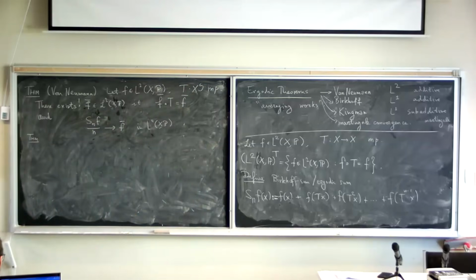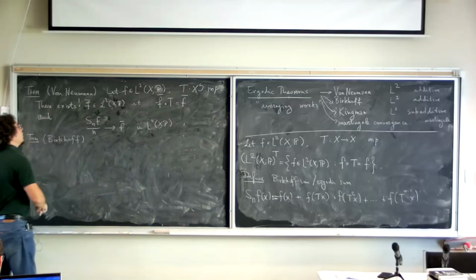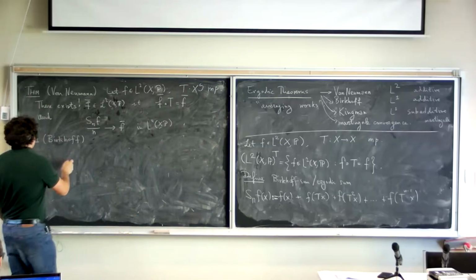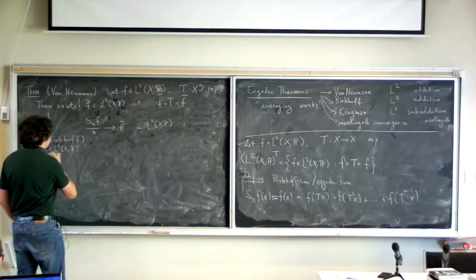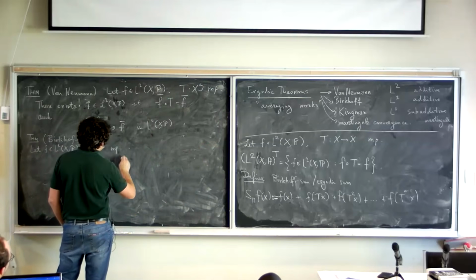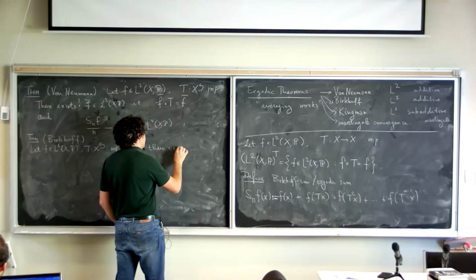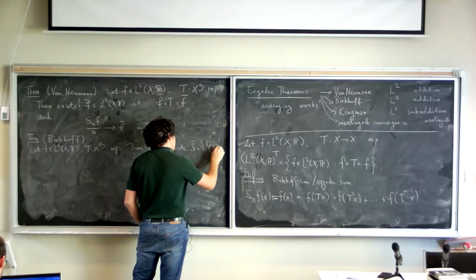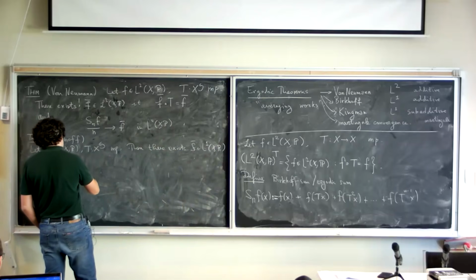So now the theorem of Birkhoff is very similar, but more powerful in the way the convergence works. So this is for L1. Let F be in L1. First of all, again, T is the same measure preserving system. Then there exists, again, F bar in L1, such that F bar composed with T equals F bar.